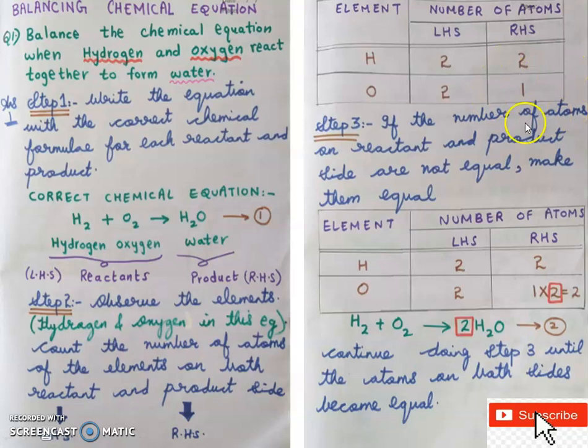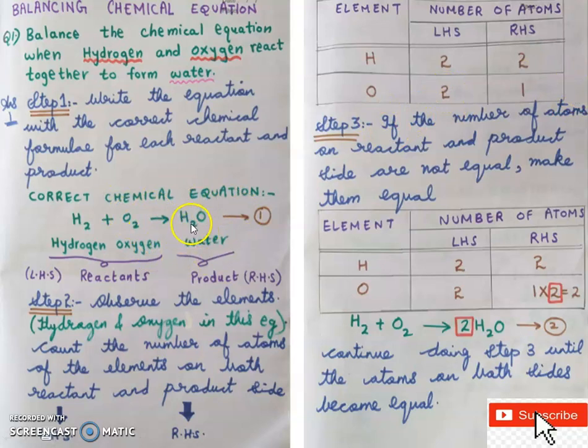Now, I have to count the number of atoms of the elements on both the reactant and product side, the LHS and RHS. If I count hydrogens, how many are there on the LHS? 2 hydrogens, so I have written 2. Now how many oxygens are there on the LHS? 2 oxygens. So I have written here 2 oxygens.